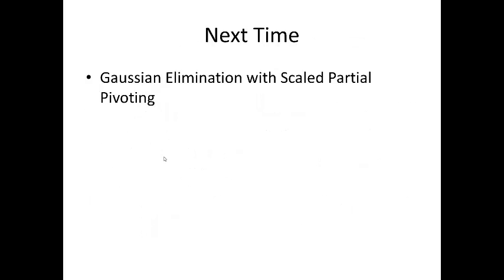So, next time we're going to see where our naivete gets us into a little bit of trouble, and we're going to introduce something called scaled partial pivoting that will help us solve the problem where we get into trouble with our naive approach.